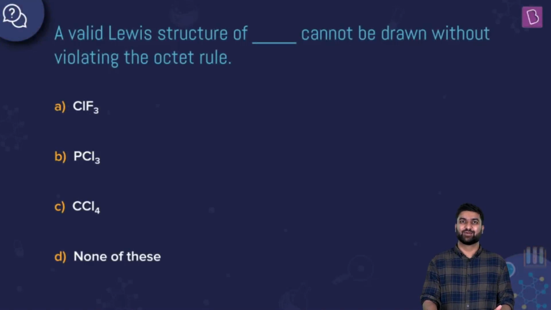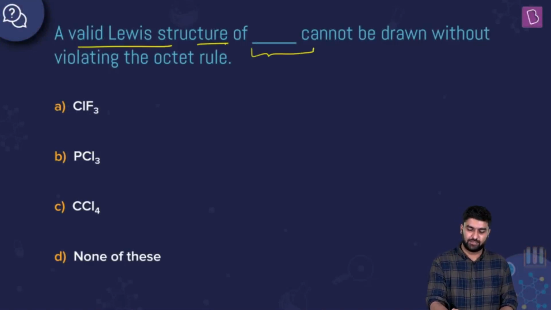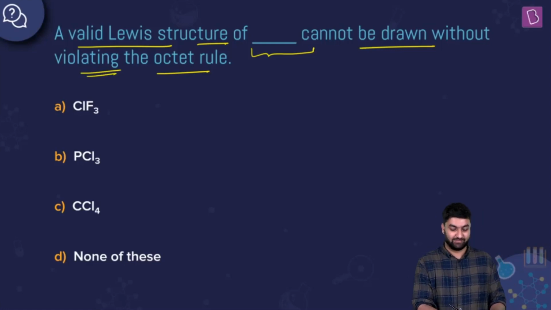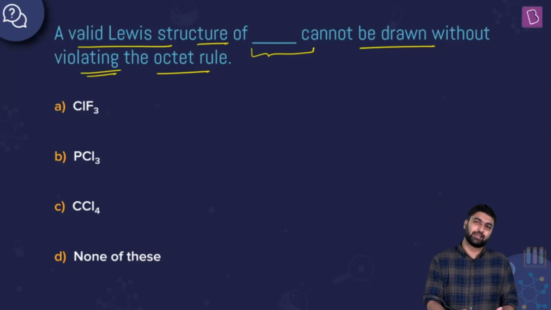All right, let's take a look at this question, right? It's saying a valid Lewis structure of this particular thing cannot be drawn without violating the octet rule. Okay, fine. Let's have a look. So, looking at the question directly, I get what the answer is.